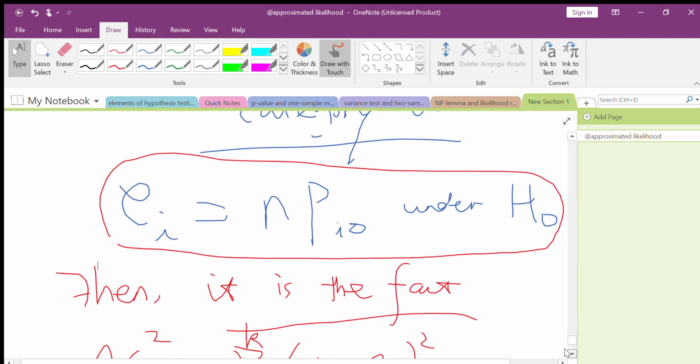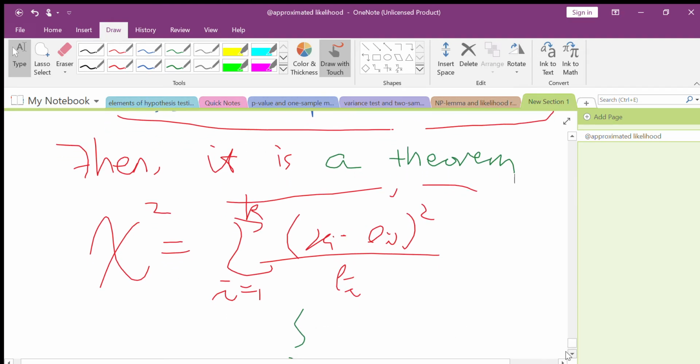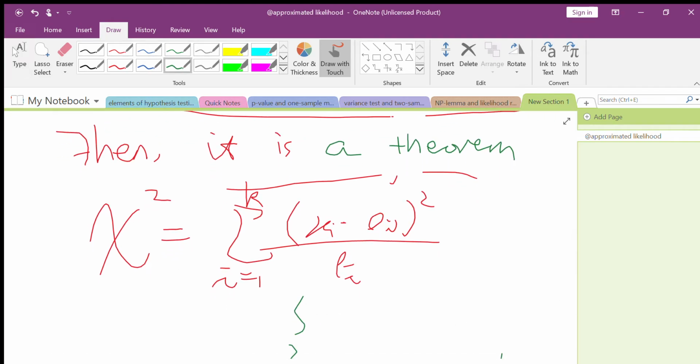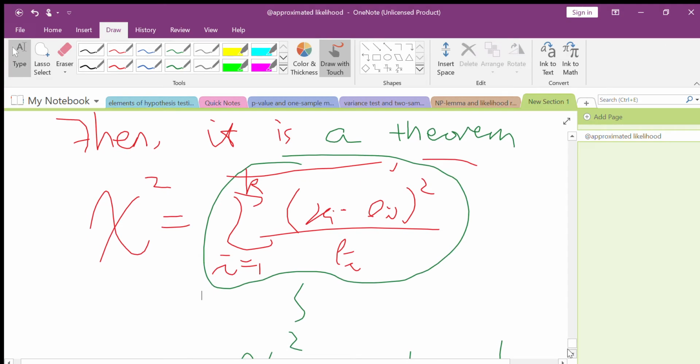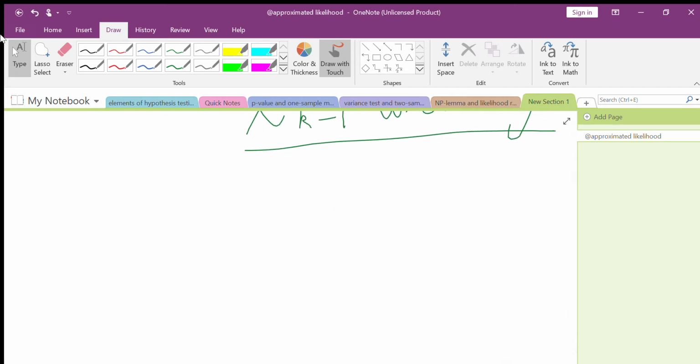So it is a fact, you can also say it is a theorem, that the chi-square test statistic, written in this form, follows a chi-square distribution. That's why it is called the chi-square test statistic. It is chi-square with degrees of freedom k minus 1. So this is a fact. Just remember the degrees of freedom is k minus 1. So this is the chi-square test in categorical data analysis.